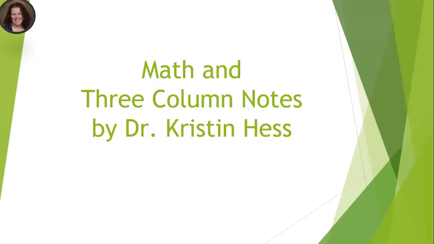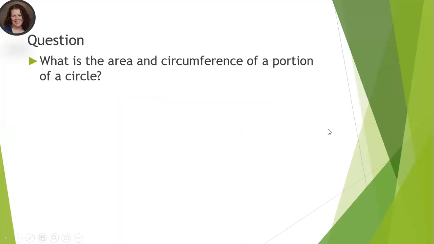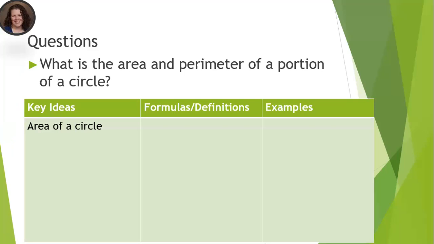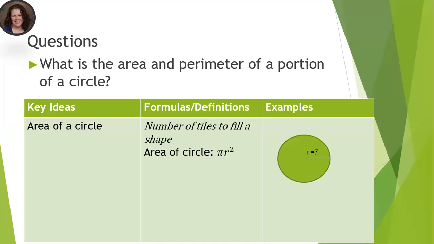I'm going to use 3-column notes to talk to you about a concept today. Specifically, today we're going to talk about finding the area and circumference of a portion of a circle. So first, what's the area of a circle? The formula for area of a circle is pi r squared. It is the number of tiles that it takes to fill in a shape.